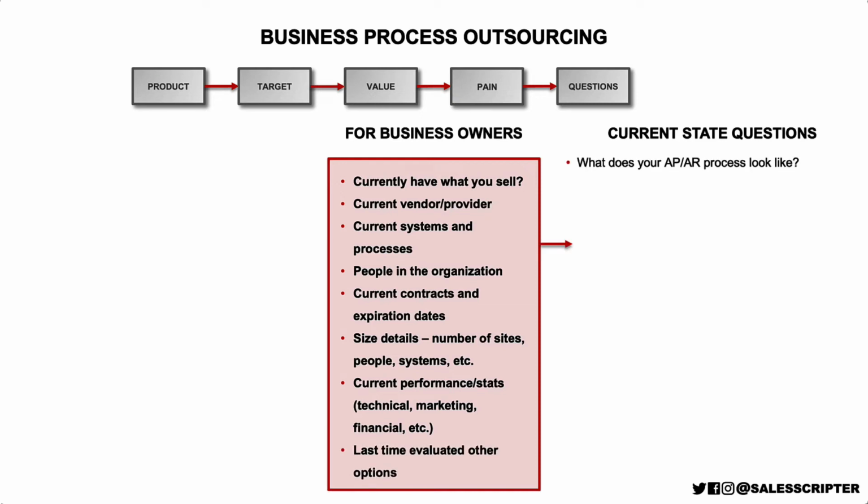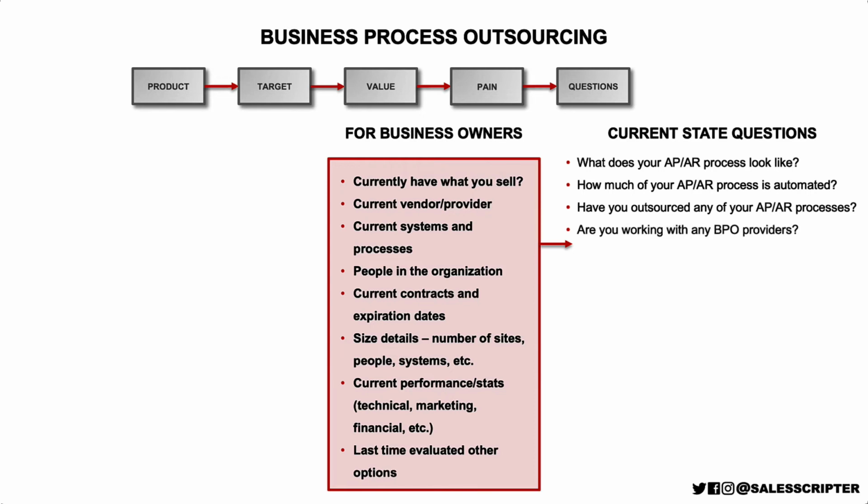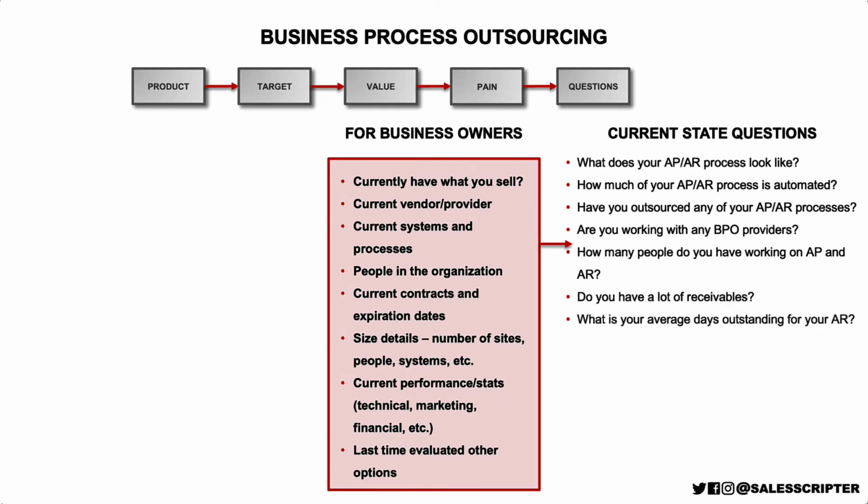So for this particular sales script, what does your AP and AR process look like? How much of your AR process is automated? Have you outsourced any of your processes? Are you working with a business process outsourcing provider? How many people do you have working on AP and AR? Do you have a lot of receivables? What is your average days outstanding for your AR? How much revenue are you not able to recover? When was the last time you looked at improving your AR and AP processes?